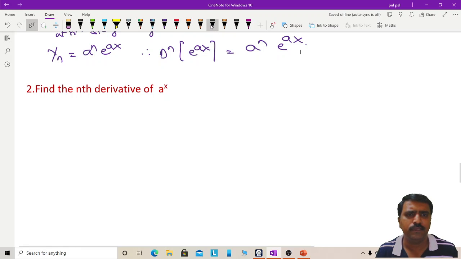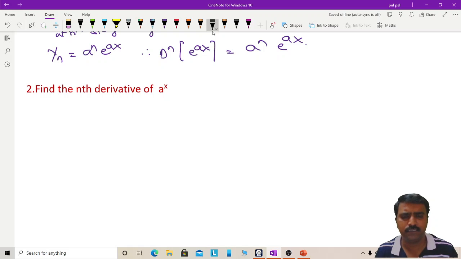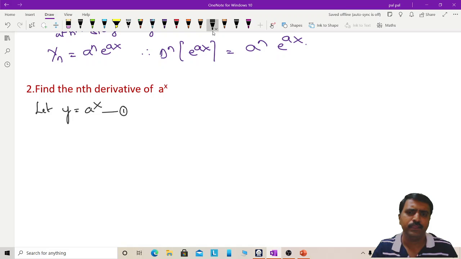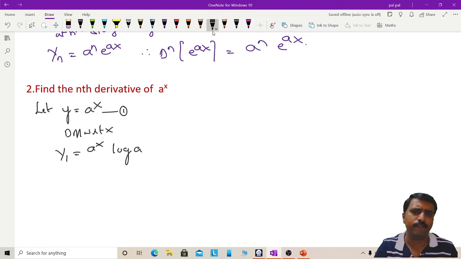Let us consider this function y is equal to a to the power of x. Let y is equal to a to the power of x. You can take this as 1. You differentiate this with respect to x. Differentiation of y is y1. y1 is equal to, what is the differentiation of a to the power of x? Differentiation of a to the power of x is a to the power of x into log a.